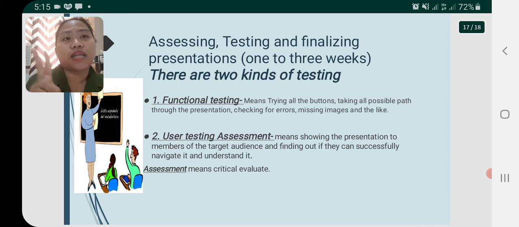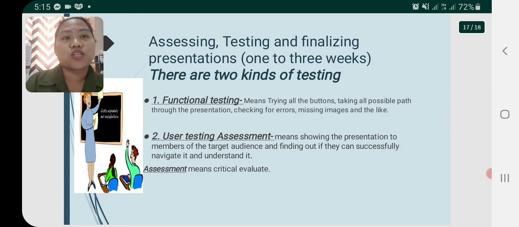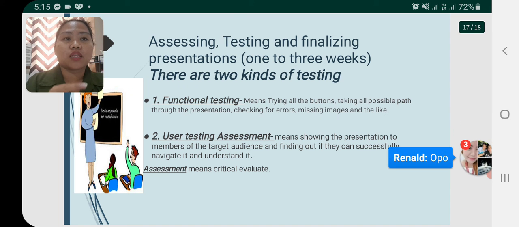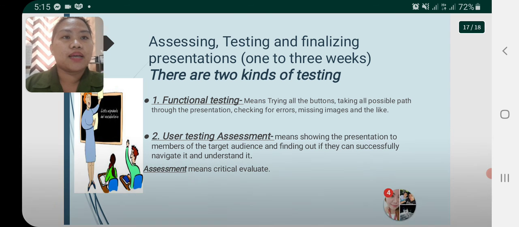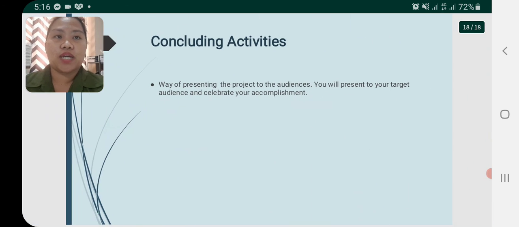Assessing, so mayroon tayong dalawa. There are two kinds of testing. One is functional testing, which means trying all the buttons, taking all possible paths through the presentation, checking for errors, missing images, and the like. Number 2, user testing assessment, which means showing the presentation to members of the target audience and finding out if they can successfully navigate it and understand it. Assessment means critical evaluation. So, yun po.